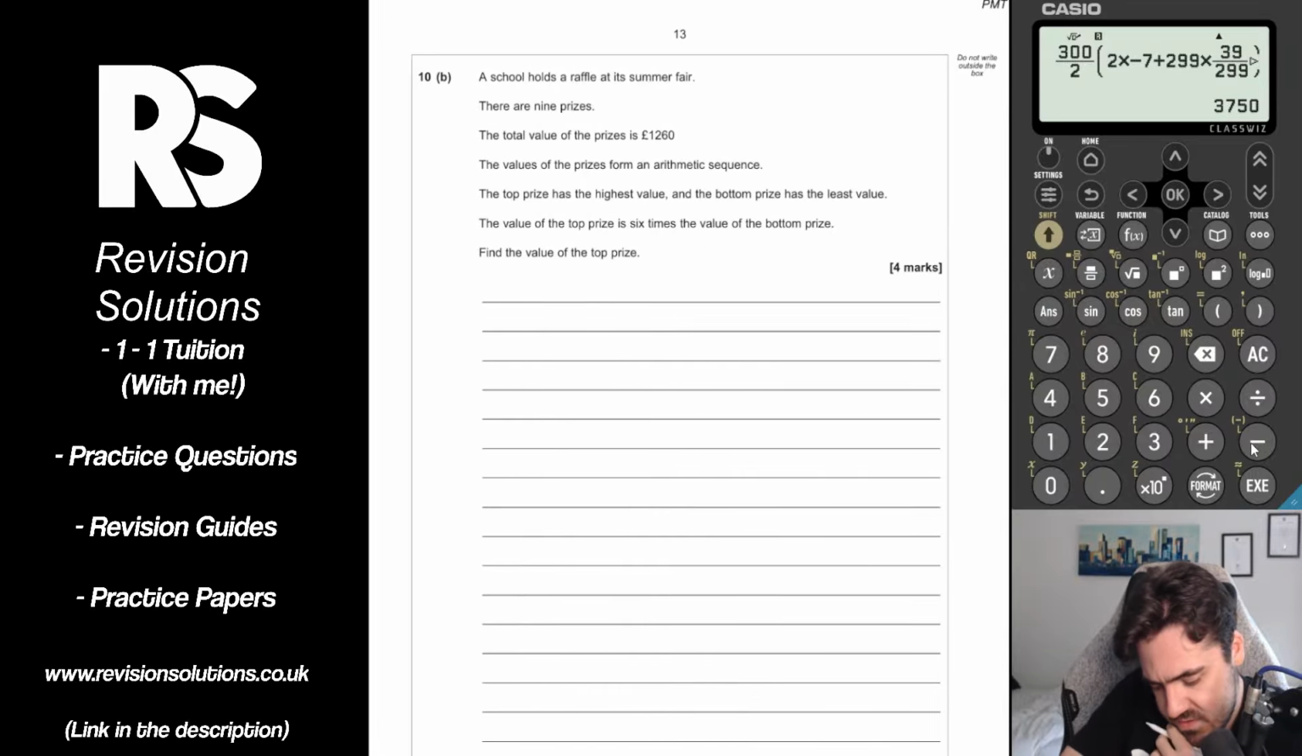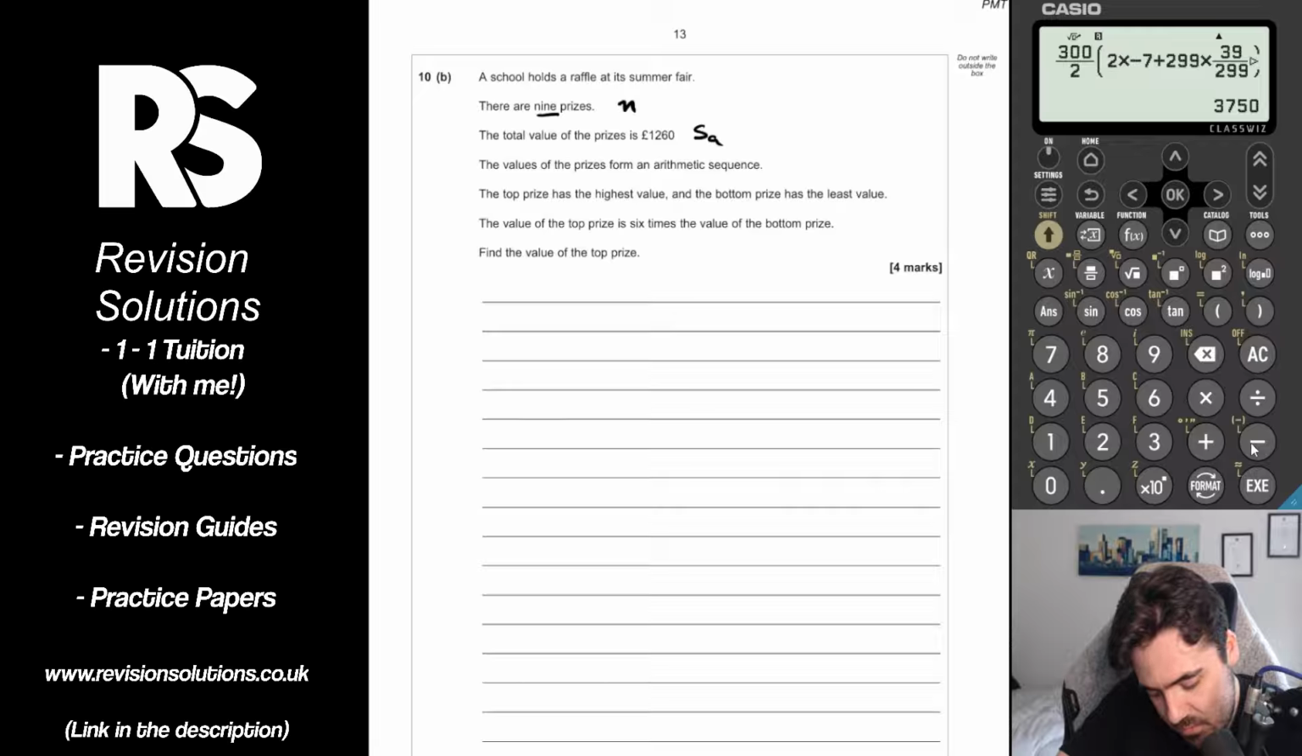Part B then says, a school holds a raffle at its summer fair. There are 9 prizes. The total value of the prizes is 1,260. The values of the prizes form an arithmetic sequence. Okay, so that's the number of terms, n. This is the sum of the 9 terms. The top prize has the highest value, and the bottom prize has the least value. The value of the top prize is 6 times the value of the bottom prize.